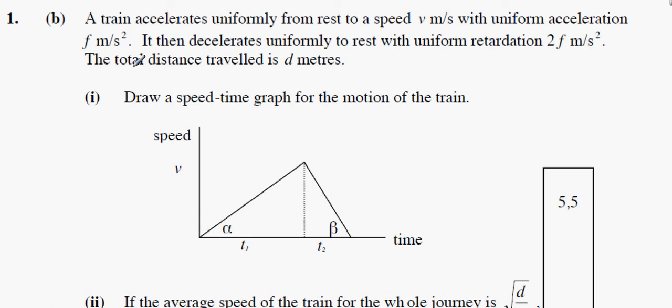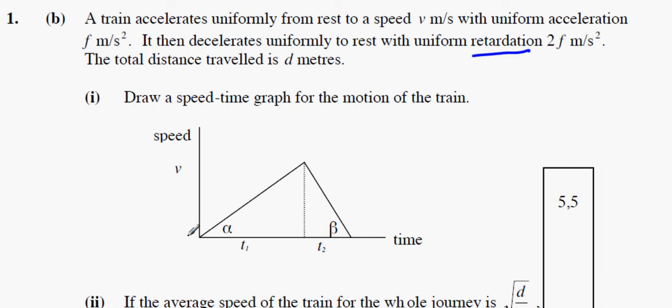A train accelerates uniformly from rest to speed v meters per second with uniform acceleration f. It then decelerates uniformly to rest with uniform deceleration or retardation of 2f ms minus 2. Find the total distance travelled in d meters. So we're going to draw a speed time graph for the motion, okay?